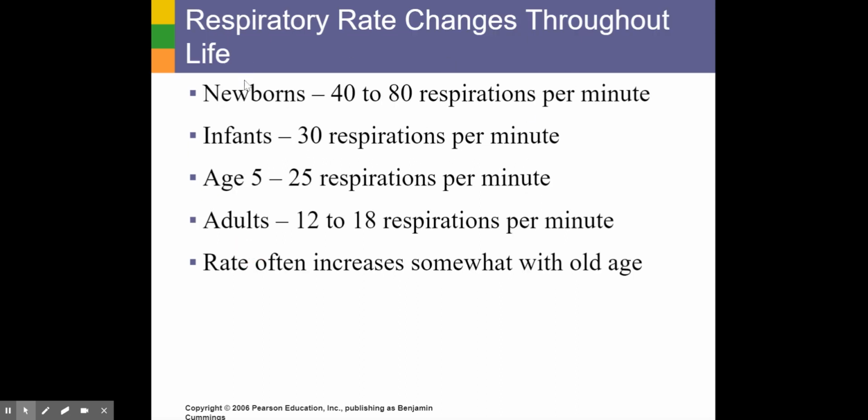Respiratory rates, real quickly. Obviously newborns have a higher respiration rate than everybody else. They have smaller lungs, not able to exchange oxygen as quickly because of that. Newborns are somewhere between 40 to 80. Infants should be about 30 respirations a minute. Somewhere a little bit over age 5, it goes down to about 25 respirations a minute. And then as an adult, with fully functional lungs, you've got 12 to 18. And then as we get older, it goes the opposite direction. We start to increase breathing because we don't exchange air as quickly, and we see some of those big issues.